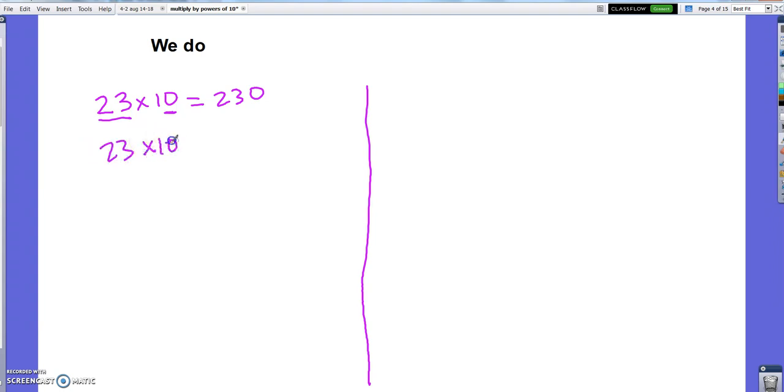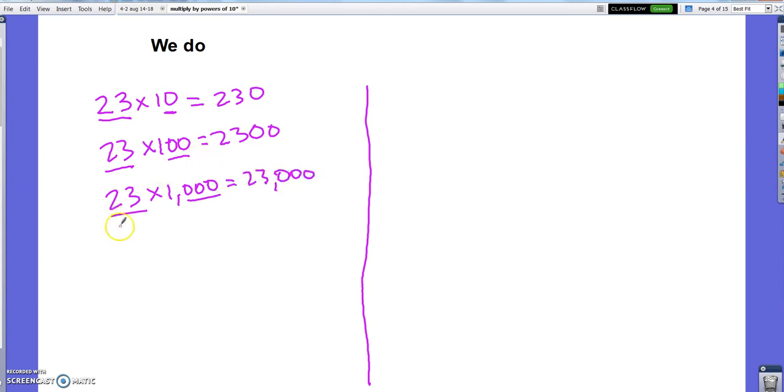23 times 100, look at my 23, count my zeros, it'd be 23 100 blocks. The first 10 would make 1,000. The next 10 would make 2,000. And then I'd have 3 more 100s, and I'd get 23. If you want to imagine the blocks in your head. 23 times 1,000 is 23,000. Not too bad, right?